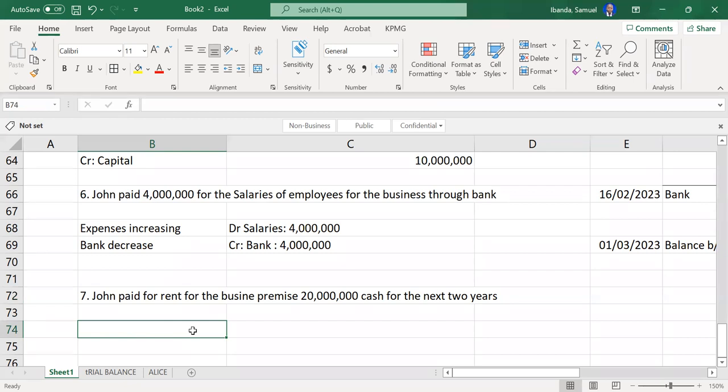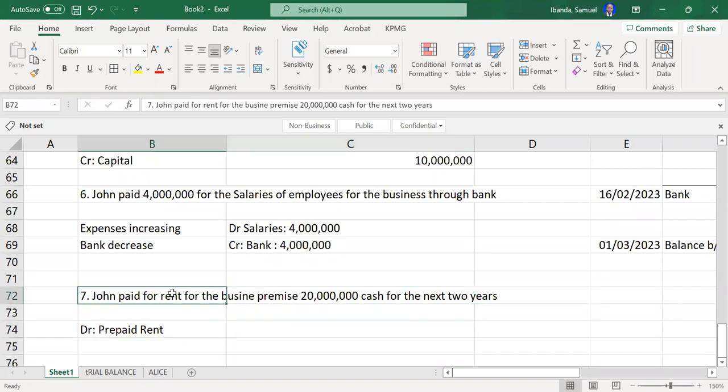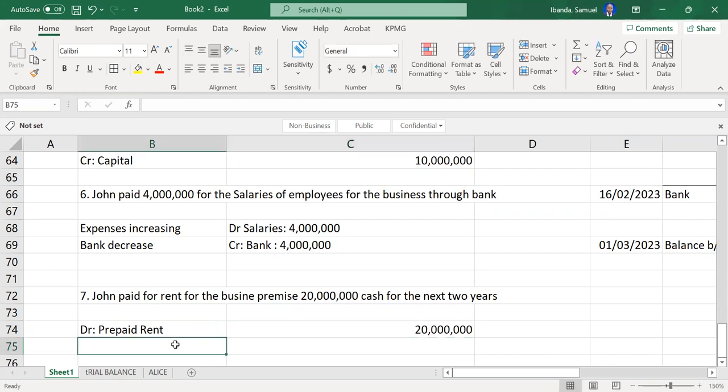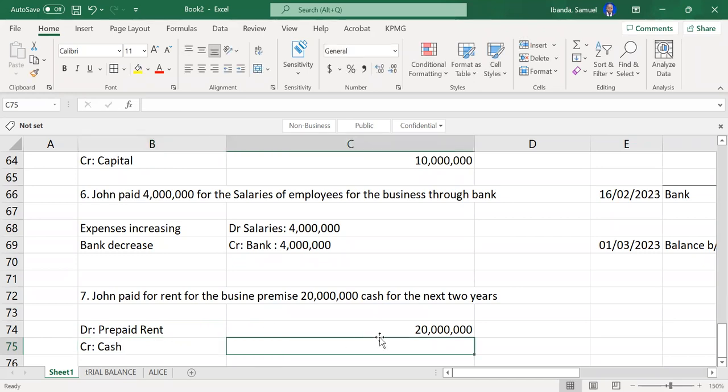in that case, instead of debiting rent, because in a normal sense it would debit our rent expense, if we are paying in advance, we usually have an account that we call prepaid rent. So you debit your prepaid rent with 20 million, and you credit your cash with 20 million. So that's how you treat your prepaid rent.